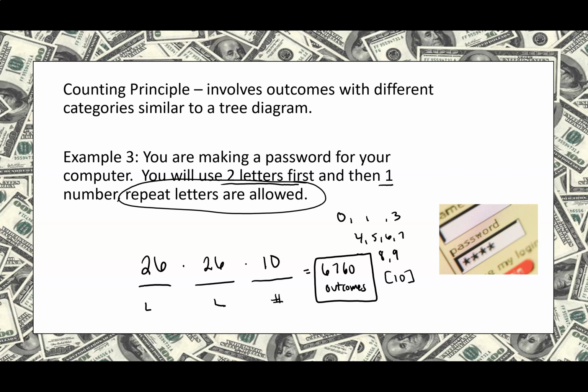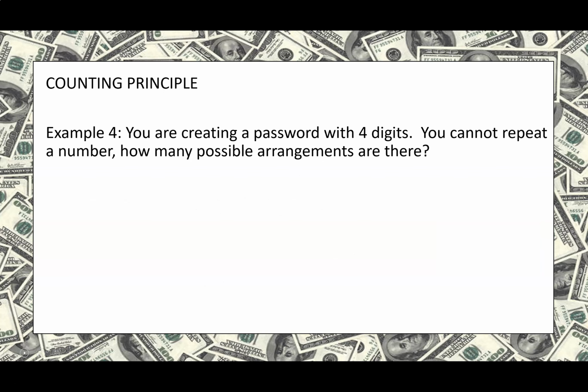There we are. All right, so that's the counting principle, basically determining the number of slots and then filling in each slot with how many possibilities there are. All right, example 4. You are creating a password with 4 digits. You cannot repeat a number. How many possible arrangements are there? Okay, well, we've got 4 digits, 1, 2, 3, 4 slots, and you cannot repeat a number.